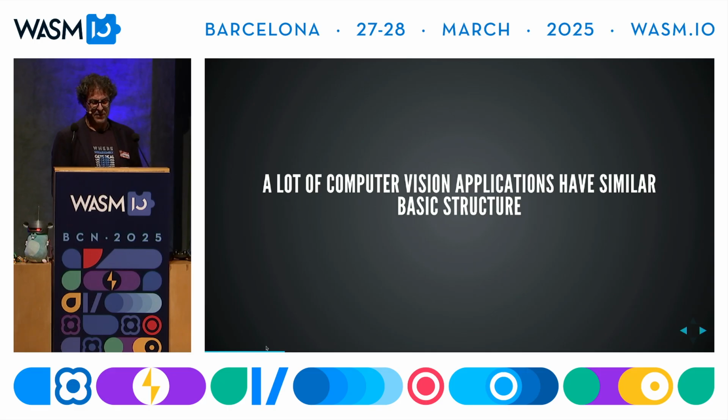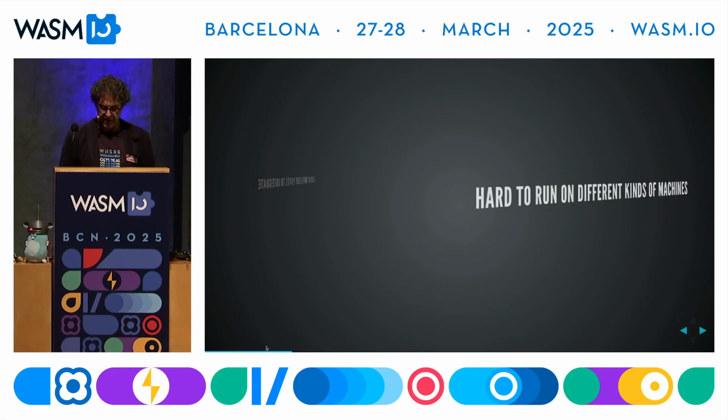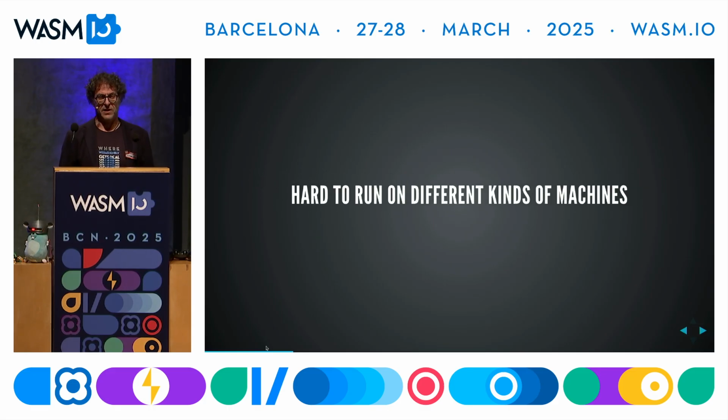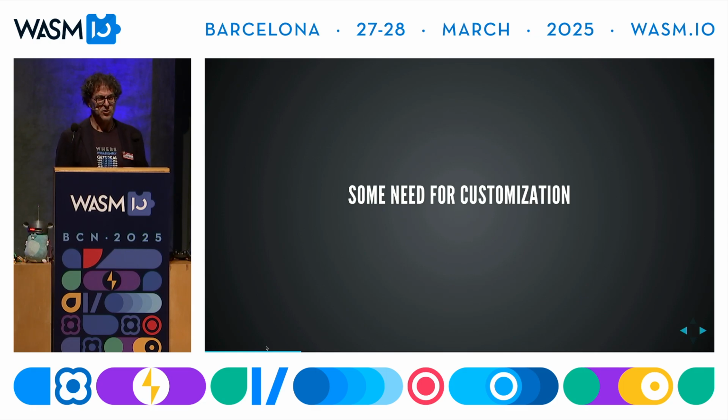A lot of computer vision applications have a very similar basic structure. It's some type of pipeline of processing vision data. But there's a lot of different parts to integrate. It's very hard to run the same application on different kinds of machines, since you need to deploy to different hardware. And it's very hard to update. Also there's some need for customization. Generally, it's not just checkbox style parameters, but some type of logic involved. If a defect is detected, then reject that product, for example.